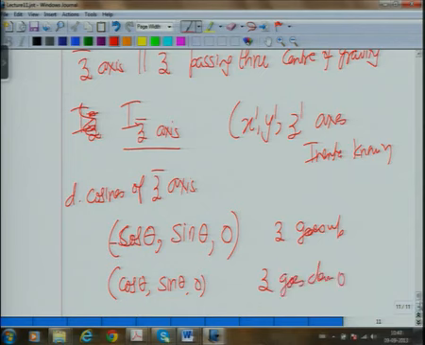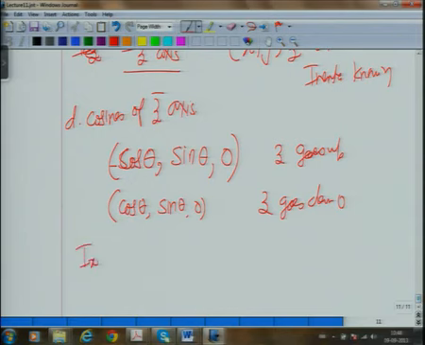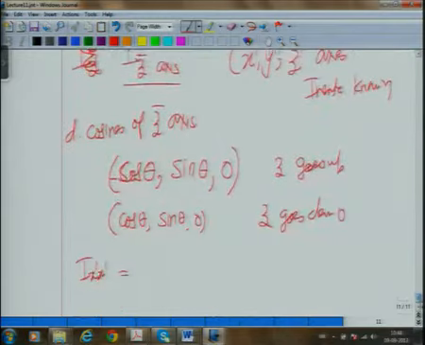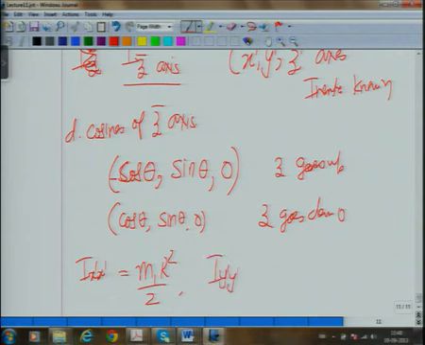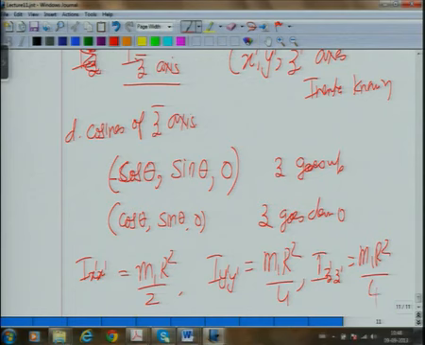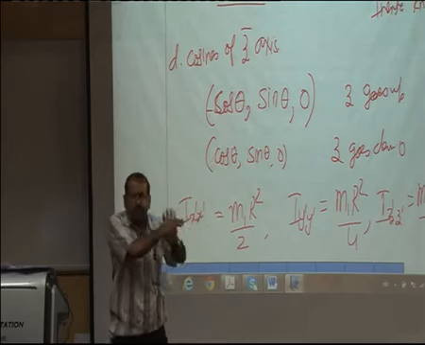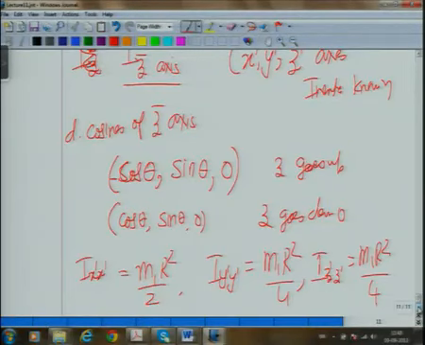Now let us write what the moments of inertia are. I about x prime is m1 r square by 2, I about y prime is m1 r square by 4, and I about z prime is m1 r square by 4. And these are principal axes. In these problems on rotation, these two things have to be done, and all the products of inertia are 0. So all I have to do now is apply the formula.